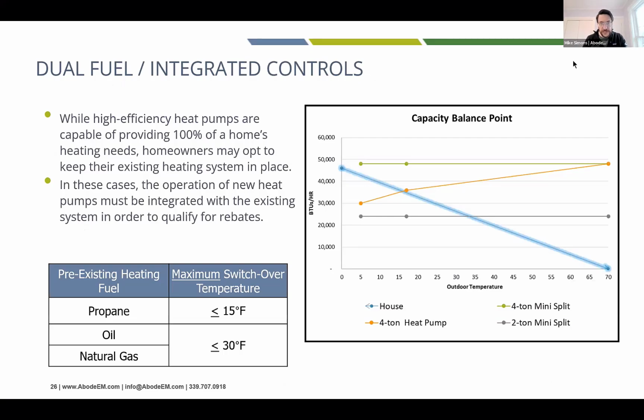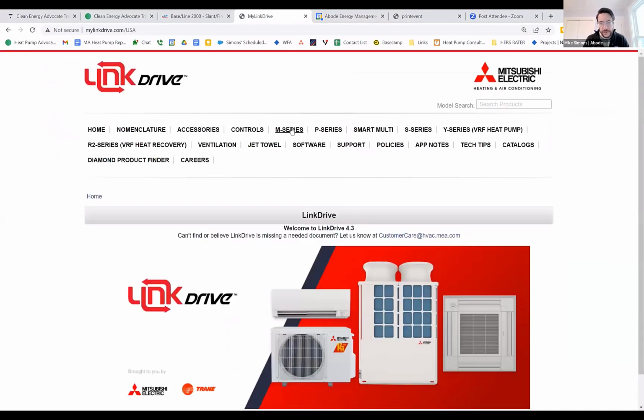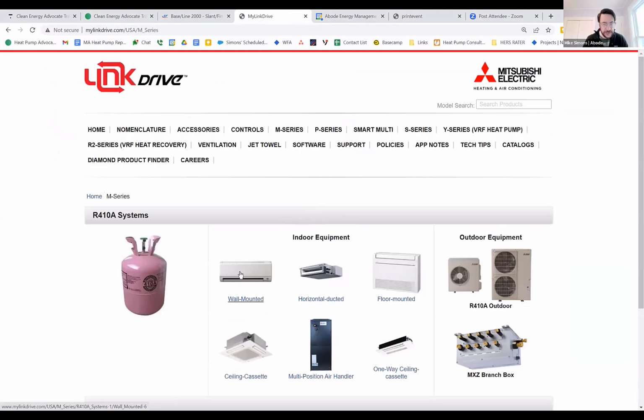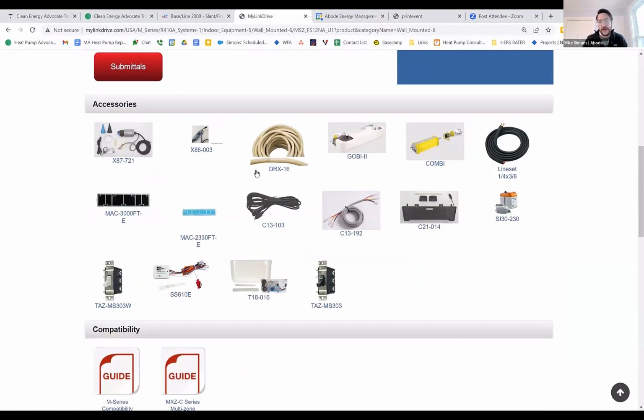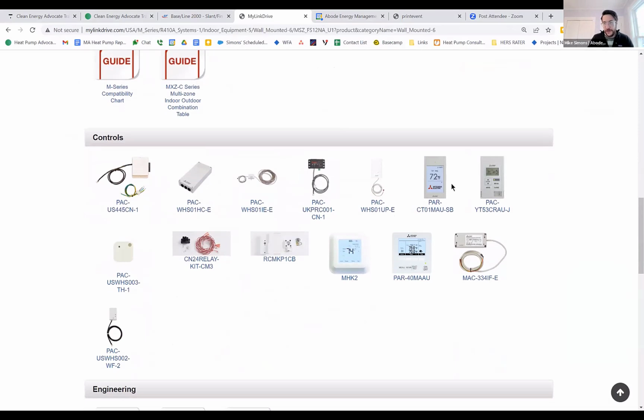I do feel like I should just let me stop the share and change this over to the browser for a second. USA. Let's go over here and we'll just go to ductless unit.